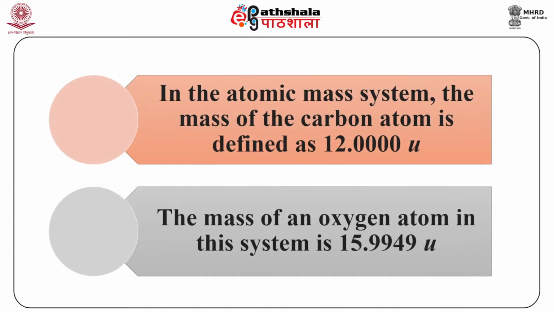So, in the present atomic mass system, the mass of the carbon atom is defined as 12.0000 in atomic units. The mass of an oxygen atom in this system is equal to 15.9949 u, and you see it is not exactly 16.